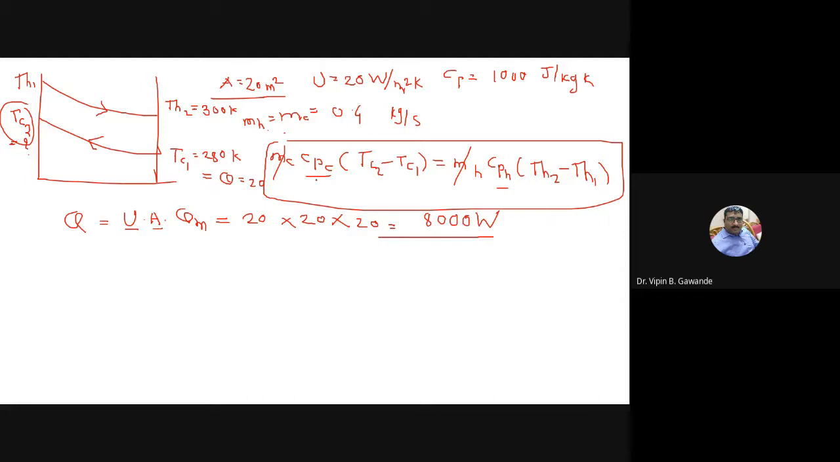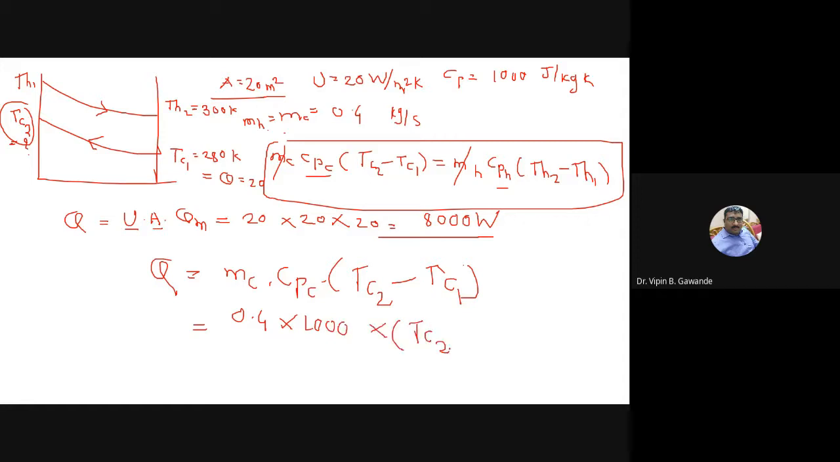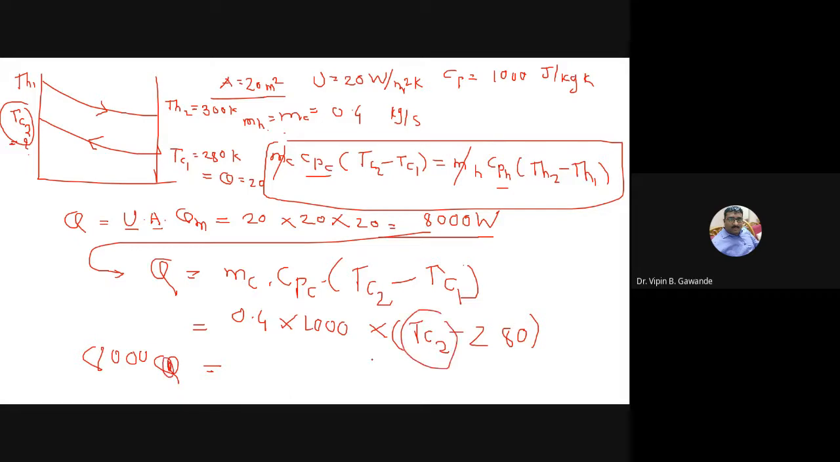Now, Q is equal to MC CPC times TC2 minus TC1. We have to calculate the TC2 value. MC is equal to 0.4, CPC value is given as 1000, and TC1 is given as 280 Kelvin. Q is 8000 watt, so we put 8000 here, and the only unknown is TC2. If you calculate the value of this TC2, it comes out to be 300.